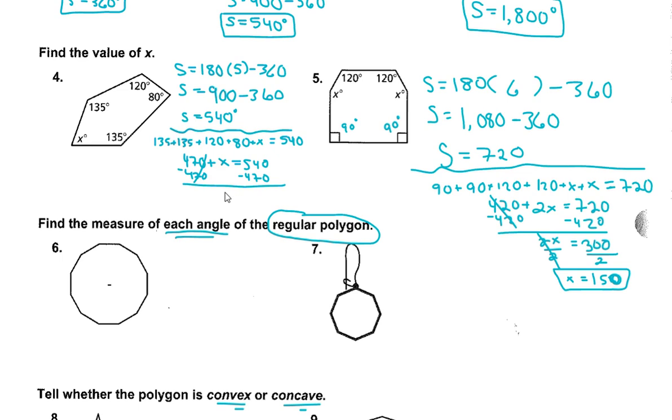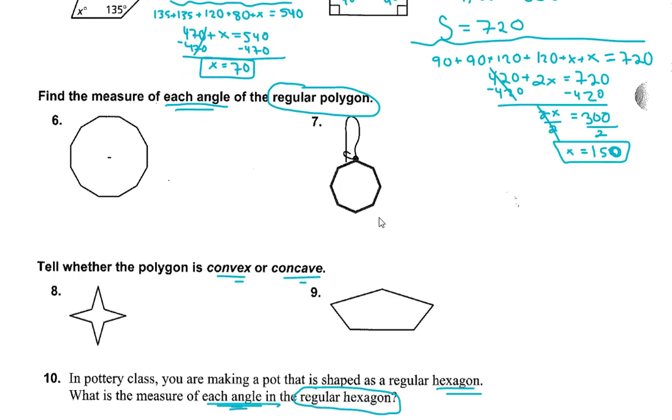There we go. So x equals 540 minus 470, which is going to be 70. So x is 70.